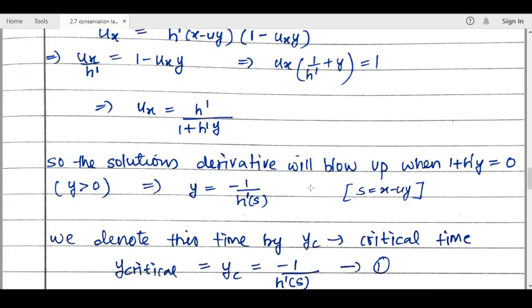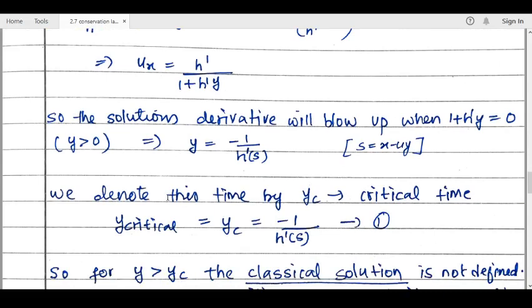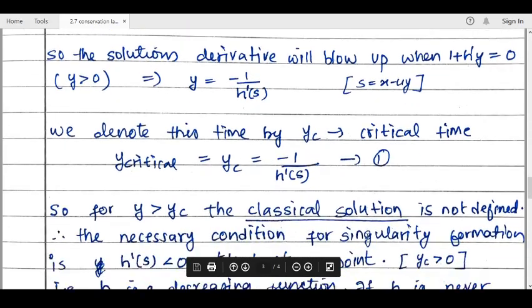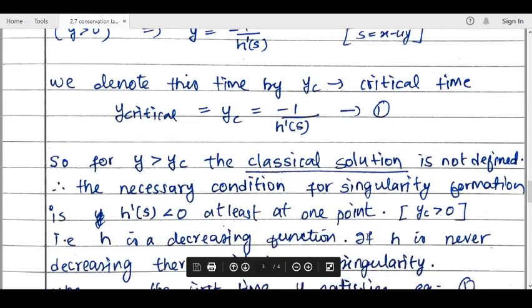We will denote the critical time by yc. So yc is denoted as minus 1 by h dash of s. And our time should be positive. So it means that this h dash of s should be negative. It means that h should be a decreasing function. We know that if h is a decreasing function, h dash of s is less than 0. So if h dash of s is less than 0 for at least one s, then at that point we have h decreasing. If h is never decreasing, then we will not have any singularity.